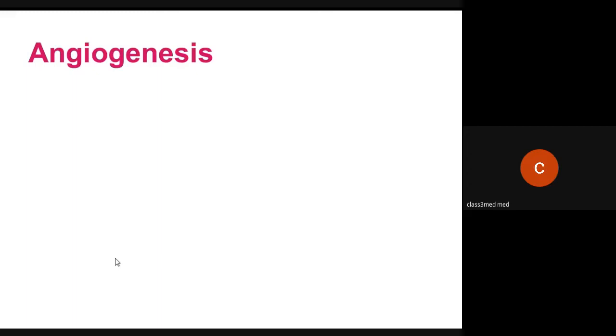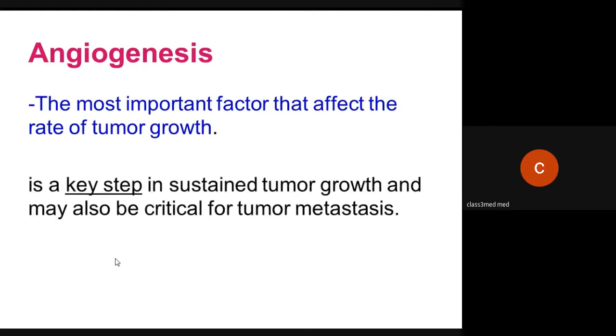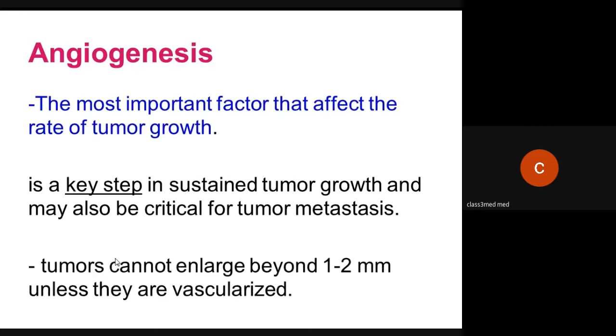And this is regarded as the most important factor that determines the rate of tumor growth and the potential aggressiveness of the tumor. For the tumor to grow and become aggressive, there should be synthesis of new blood vessels, angiogenesis. And this is important to supply the proliferating tumor cells with oxygen and nutrients. The maximum size the tumor can reach is 1 to 2 millimeters. Beyond this level, the proliferating tumor cells will undergo hypoxia, anoxia, lack of nutrition, and will die.